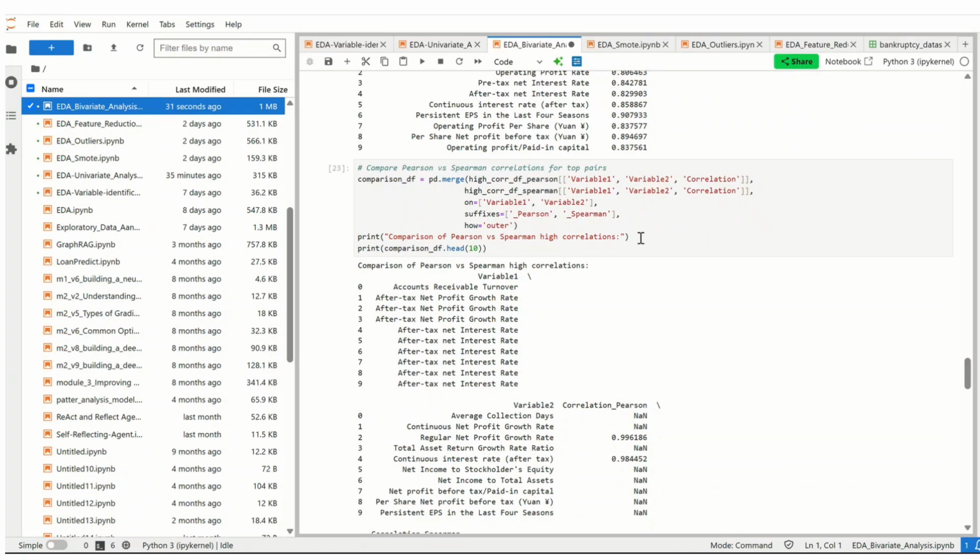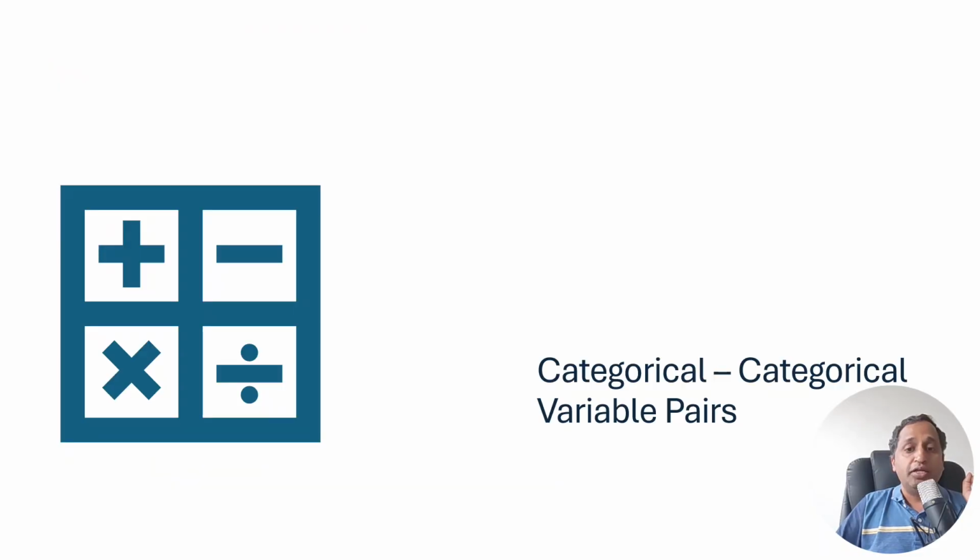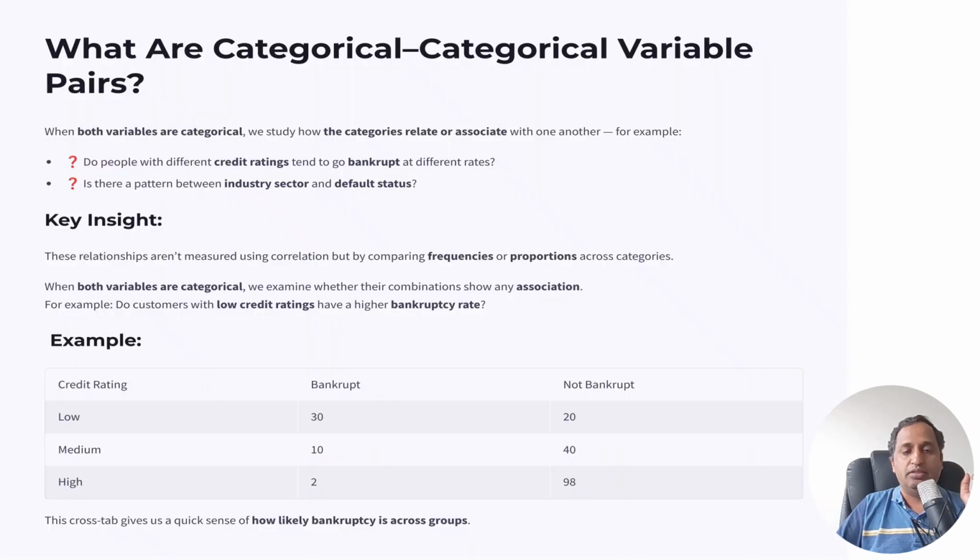Spearman works even when the relationship is non-linear, but for Pearson, the relationship has to be linear. So next we are going to talk about the categorical and categorical variable pairs. So what are categorical and categorical variable pairs? This is one of the key parts in bivariate analysis.